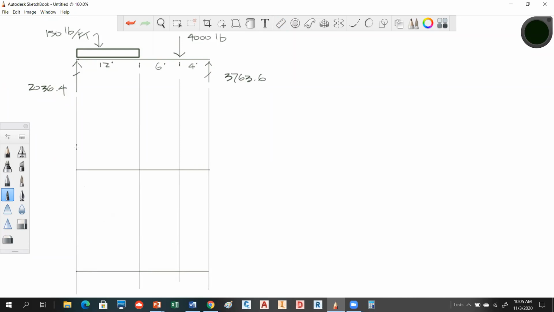Okay, so this is shear. Whoops. So this is my point of zero shear. This will be my point of zero moment. We're going to develop the shear first, and then we're going to develop the moment, okay? So let's change color here. I think that's helpful.